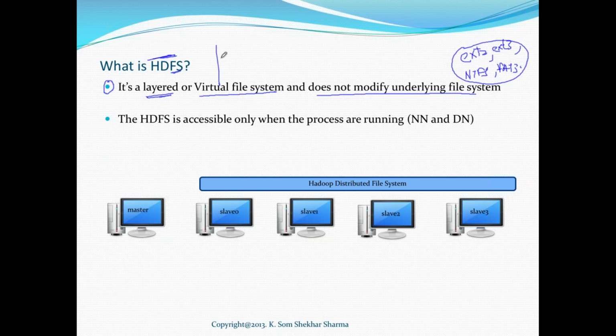It's a virtual file system, and this virtual file system is accessible only when the name node and data node processes are running. I can make it a secondary name node too, but with a star mark, it is not really required. Even if it is running or not running, it is not going to affect your operations. But these two things are very important: to access HDFS, you have to have these two processes up and running. The HDFS is accessible only when the processes are running.